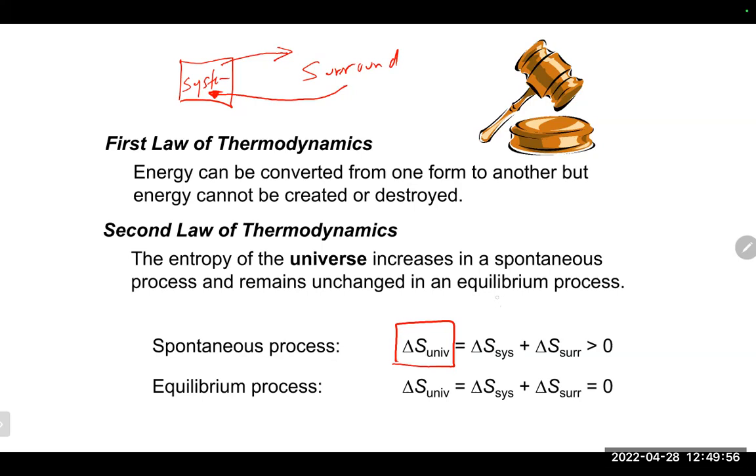To calculate the universe entropy, we need to calculate two things. One is the delta S of the system, and the other is the delta S of the surroundings. If we calculate the delta S of the universe and it does equal 0, then it is an equilibrium process. Basically, at equilibrium nothing much is changing, right? Because everything is going back and forth at the same rate, and everything remains the same. Any questions on that?